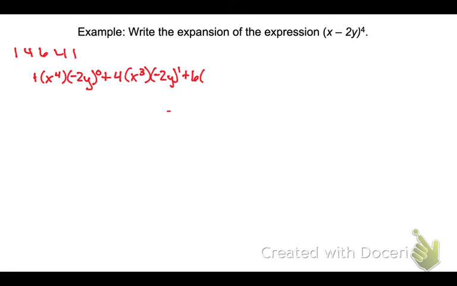Okay, so your row is 1, 4, 6, 4, 1, right? So as I go along, I'm going to have 1 times x to the 4th, and then negative 2y to the 0, plus 4 times x to the 3rd, negative 2y to the 1st, plus 6x squared, negative 2y to the 2nd, 4x, negative 2y to the 3rd, and 1x to the 0, negative 2y to the 4th. Got that? Everyone got that?